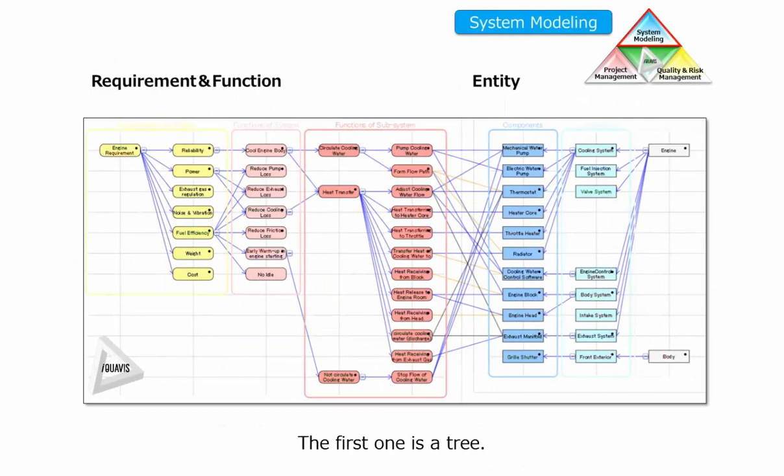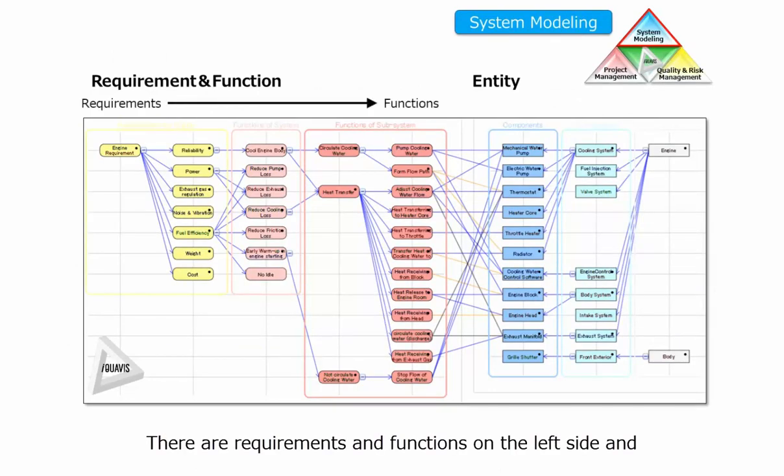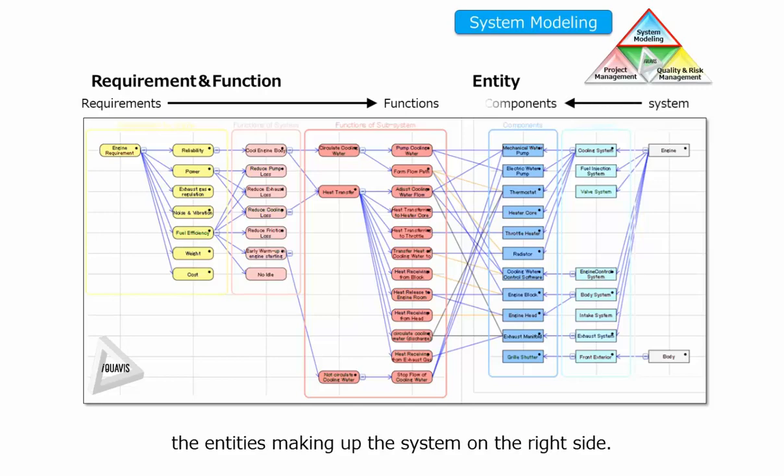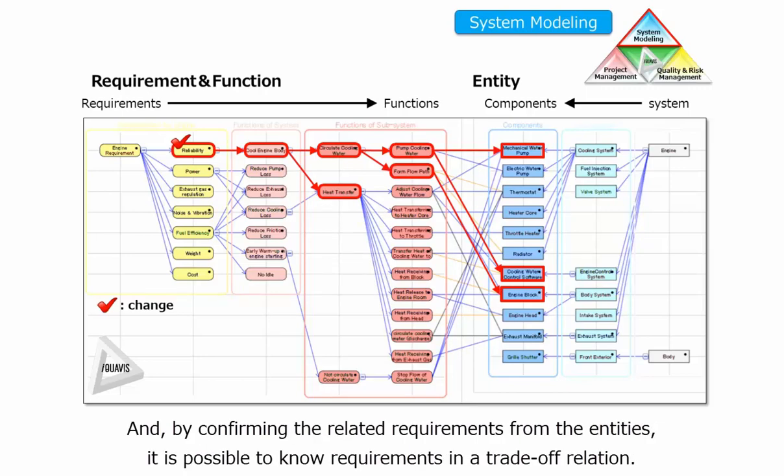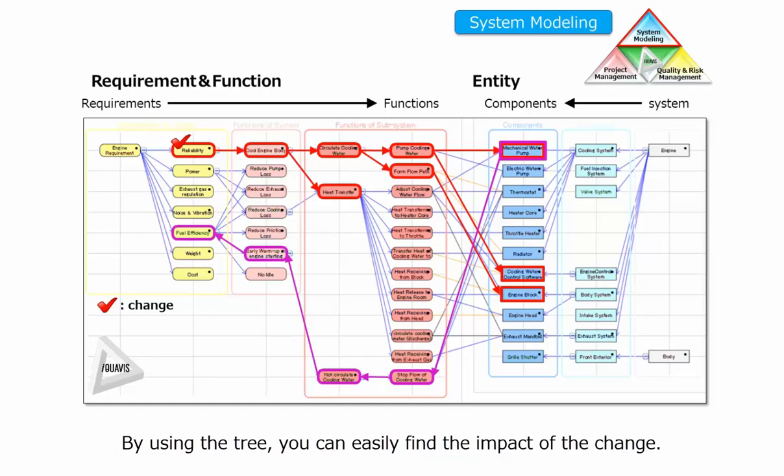The first one is a tree. There are requirements and functions on the left side and the entities making up the system on the right side. By checking requirements, functions, entities, and their relations, you can check the means to realize the requirements and functions. And, by confirming the related requirements from the entities, it is possible to know requirements in a trade-off relation. By using the tree, you can easily find the impact of the change.